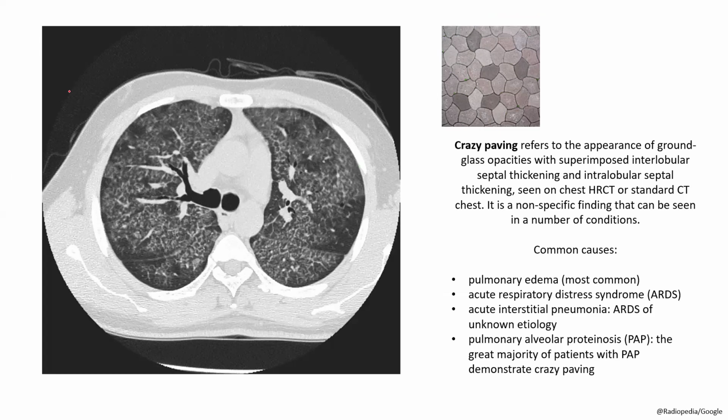It is seen on HRCT chest or CT chest in lung window setting, and the causes include, the most common cause is pulmonary edema. Next, you can find this in ARDS and viral pneumonia of unknown etiology, and in pulmonary alveolar proteinosis.